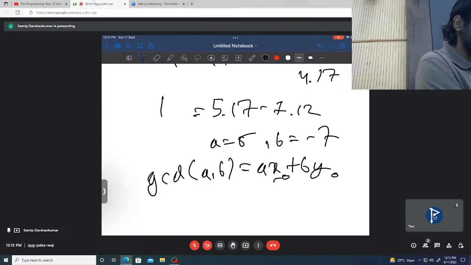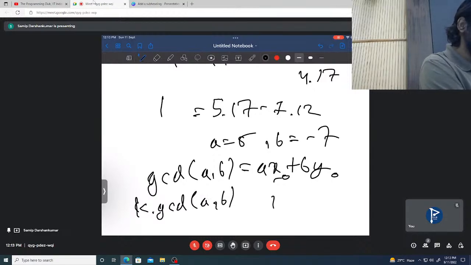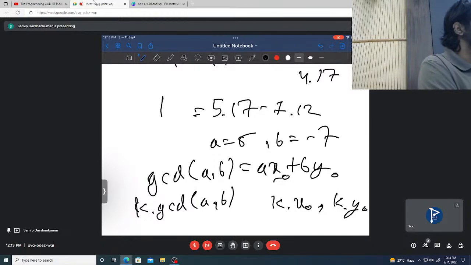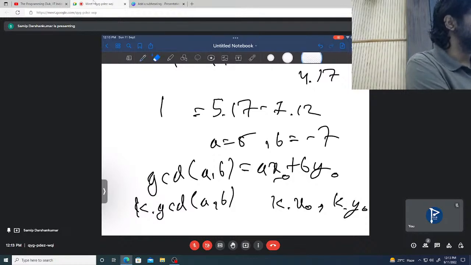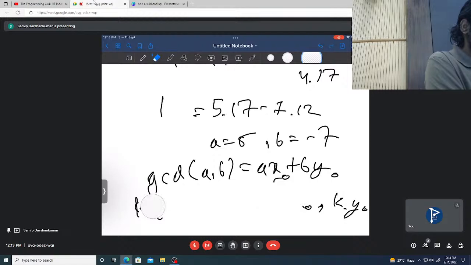Okay. So now we can write K into GCD of a, b. For K into GCD of a, b, we can say that K into x naught and K into y naught would be solutions, right? So we can say that there always exists a solution if these conditions are satisfied. That it is sufficient and necessary. It is necessary that we proved, and sufficient also by this we can say, right? Yes, okay.